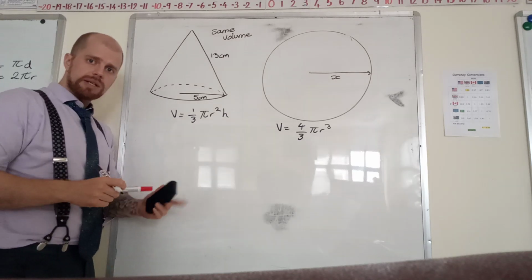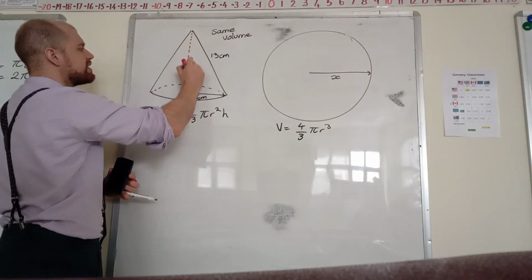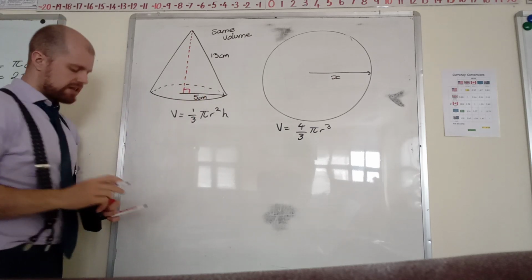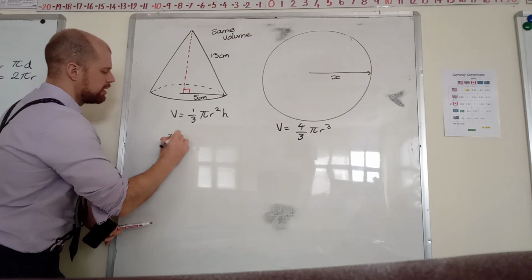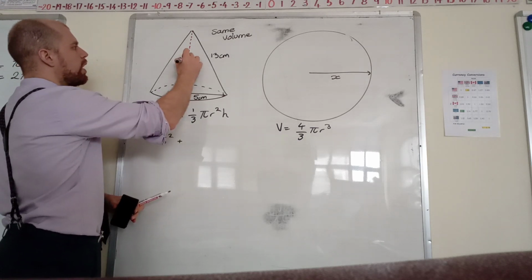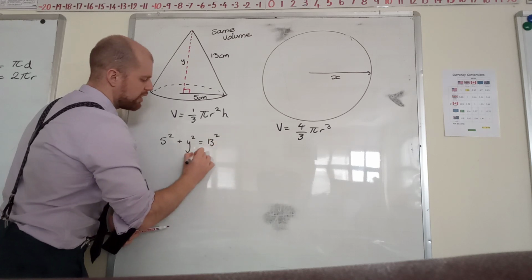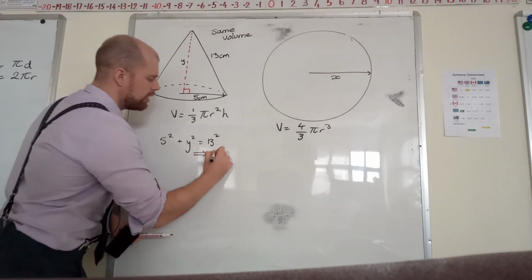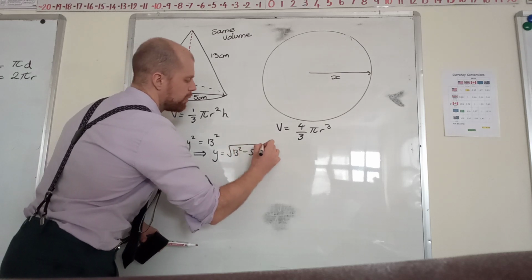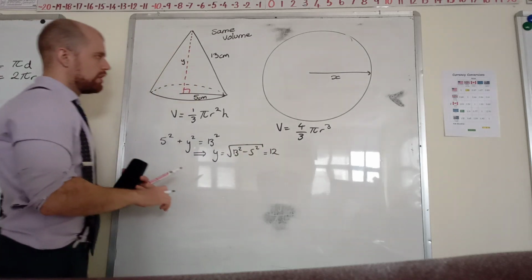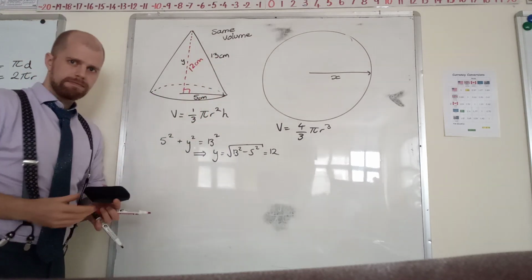So what I'm going to do is use Pythagoras' theorem to calculate it. I can find this distance here, because that is a 90-degree angle. I know that 5 squared plus, let's call this y, y squared equals 13 squared. So if I rearrange it, I'll get y is the square root of 13 squared take away 5 squared, which is 12. So that means that the height is 12 centimetres.